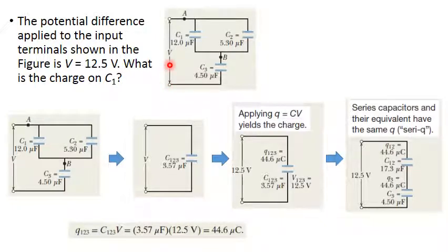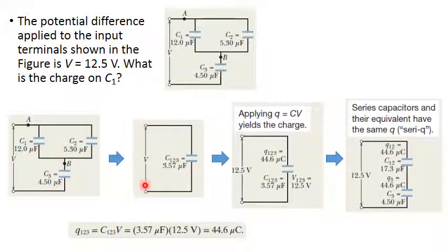So it is required to find out the potential difference between point A and B, which actually corresponds to the potential difference on C1 and also on C2. So we need to find out the potential difference VAB. To find out VAB, we will start with getting the equivalent circuit for the total capacitor combination here. And we obtain that the equivalent of the total capacitor combination is 3.57 microfarad.